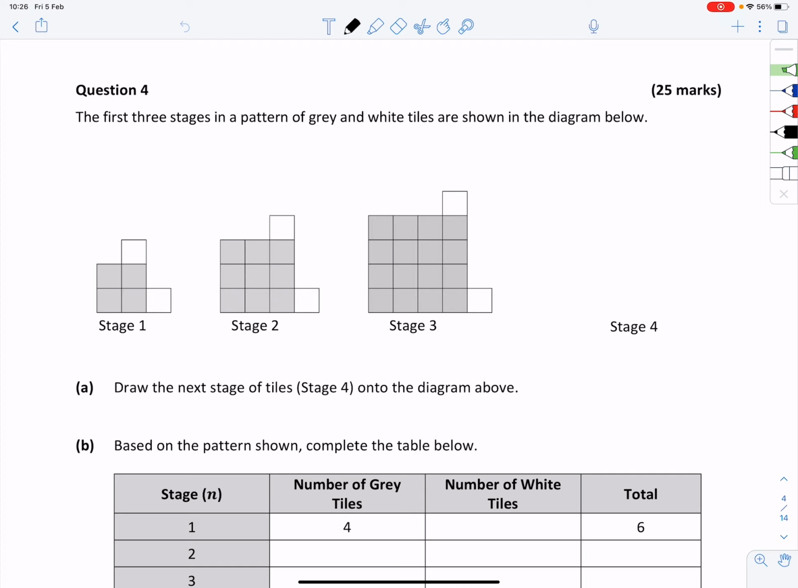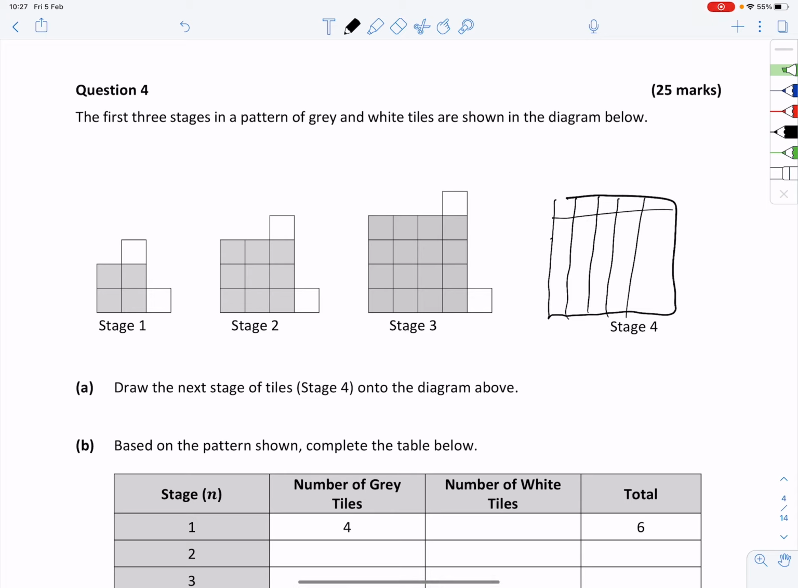So looking at the previous stages, I'm noticing that each stage the number of grey tiles along the horizontal direction is increasing by 1 and the number of grey tiles along the vertical direction is increasing by 1, forming a square of given size. So for stage 1 it's 2 by 2, for stage 2 3 by 3, stage 3 it's 4 by 4, so for stage 4 it's logical to expect that the square should be 5 by 5, 1, 2, 3, 4 and 5, and 1, 2, 3, 4, 5.